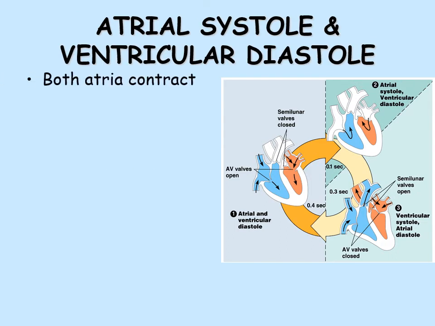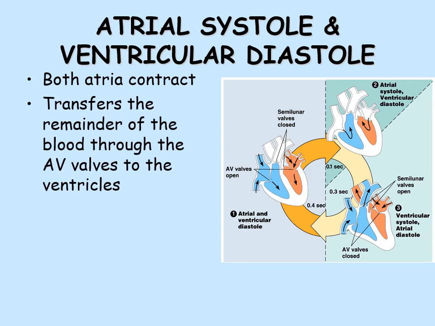The second stage is called atrial systole and ventricular diastole. As the name suggests, the atria are contracting and the ventricles are relaxing. So when the atria contract, the blood that was in the atria is now being squeezed down into the ventricles. So the AV valves need to be open again to allow that blood to move from the atria down into the ventricles.